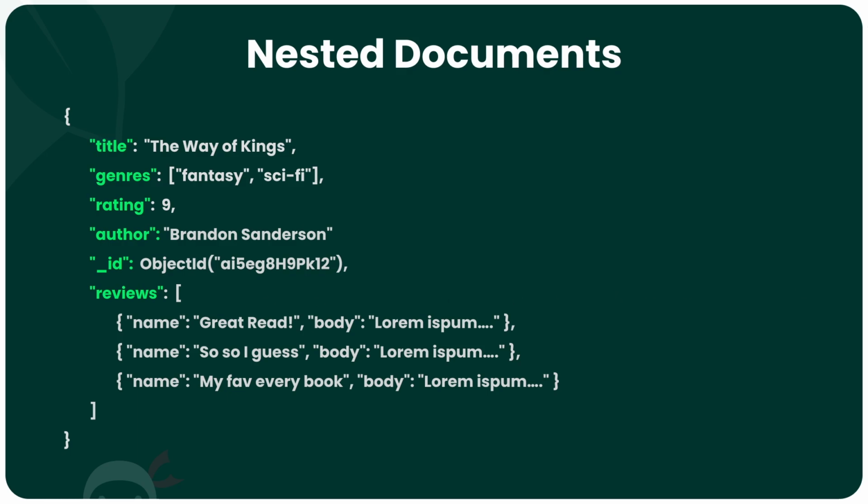Now, if the number of reviews for a particular book becomes huge, then it might be worth just storing the latest reviews on each book document instead of all of the reviews. And that way, if we're fetching books, then we're not also fetching huge amounts of review data that we might not need right away. And we only fetch the latest reviews instead.